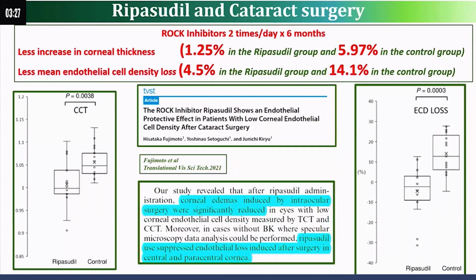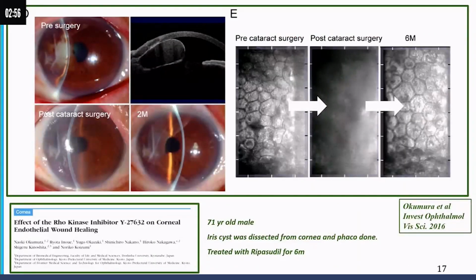So does it translate to an effect on cataract surgery cases? Yes. This particular study published in 2021 showed that if you use ROCK inhibitors twice daily for 6 months post cataract surgery, there is less increase in corneal thickness, that is less edema, 1% compared to around 6% in the control group, and there is less mean endothelial cell density loss, around 4.5% compared to 14%. Now this and a large number of examples clearly show that there is a very good effect on endothelial wound healing.